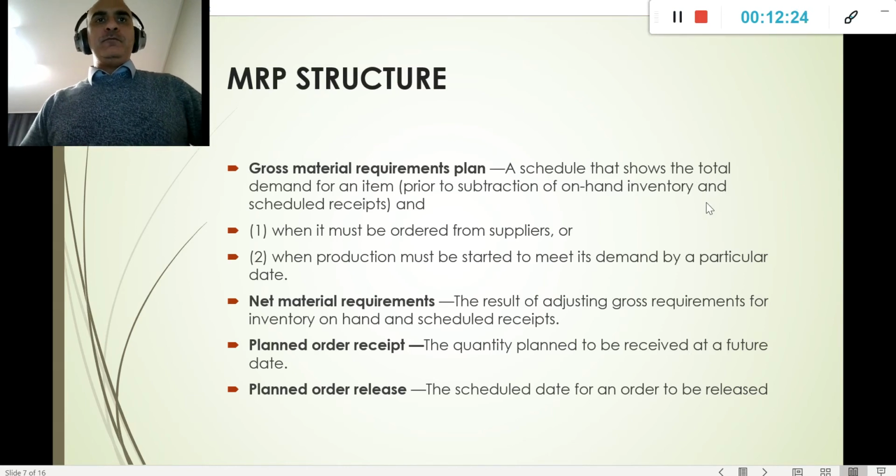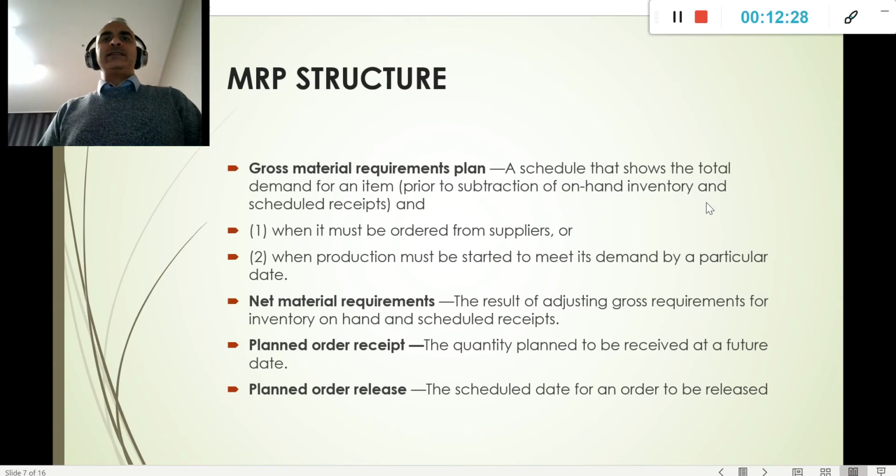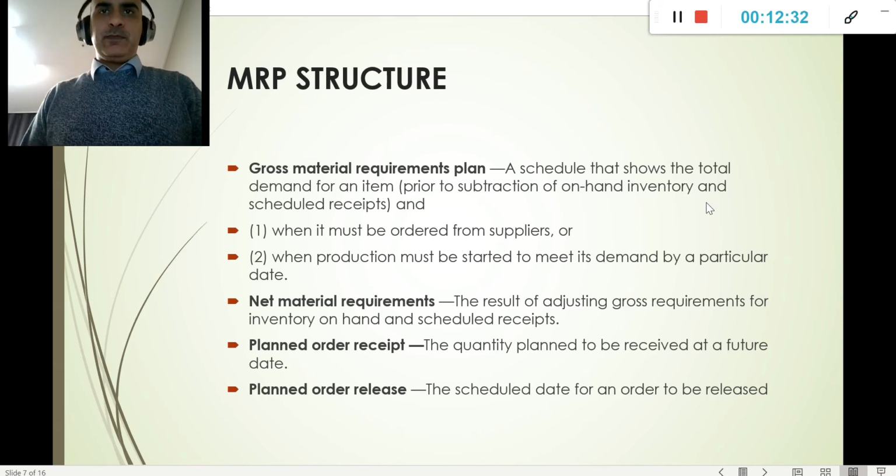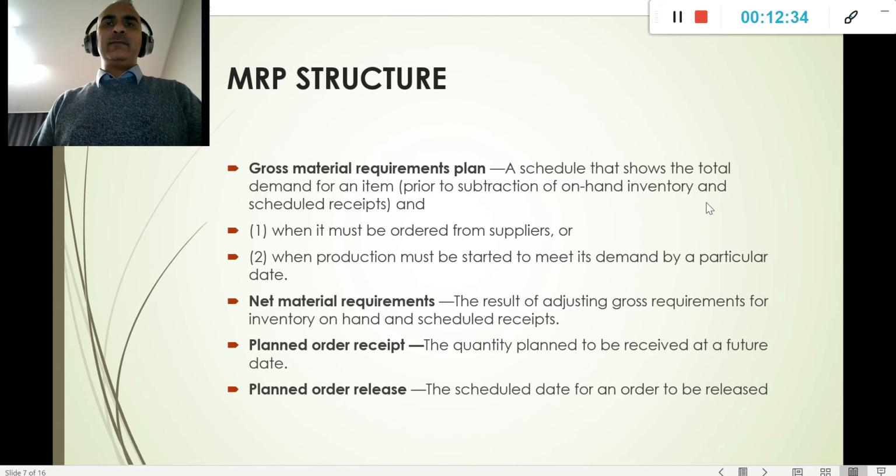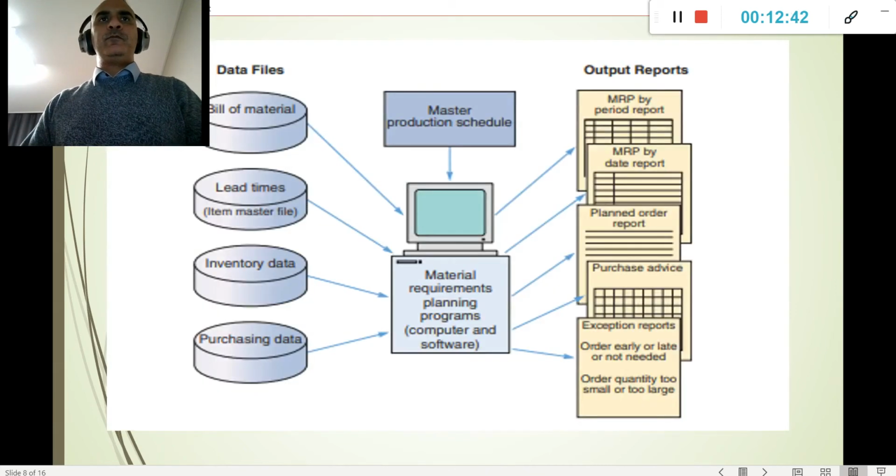So in the end, we have the planned order receipt, which is the quantity planned to be received at a future date. In this case, we plan when it will be received and also when it will be released, right? Also when the master production is done, and then of course we can deliver. So here we have how everything comes together, right?